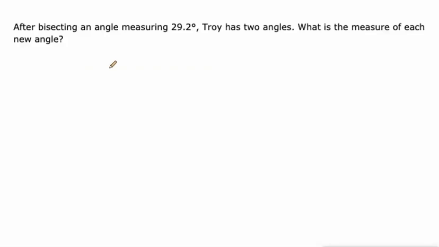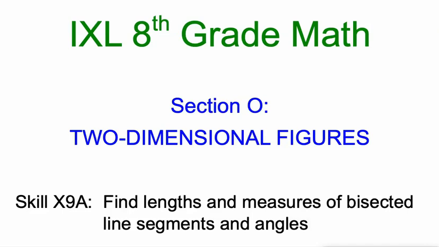And after bisecting an angle measuring 29.2, Troy has two angles. What's the measure of each new angle? Well, it would be that 29.2 divided by 2 in this case. And 29.2 divided by 2 is 14.6 degrees. So basically, you're either multiplying by 2 or dividing by 2, depending on whether you're trying to find the original length or the new length of the bisected line segment or angle.